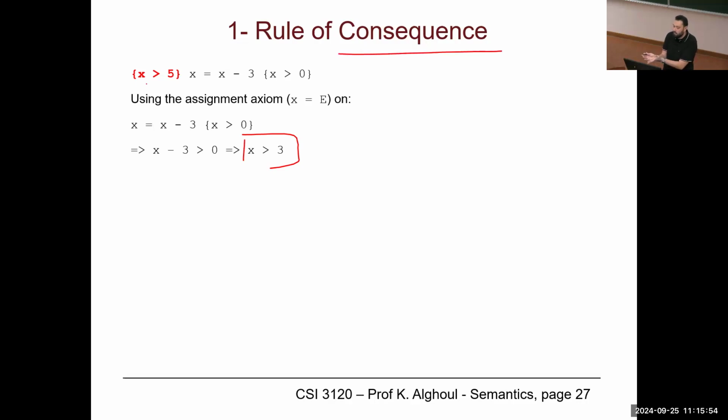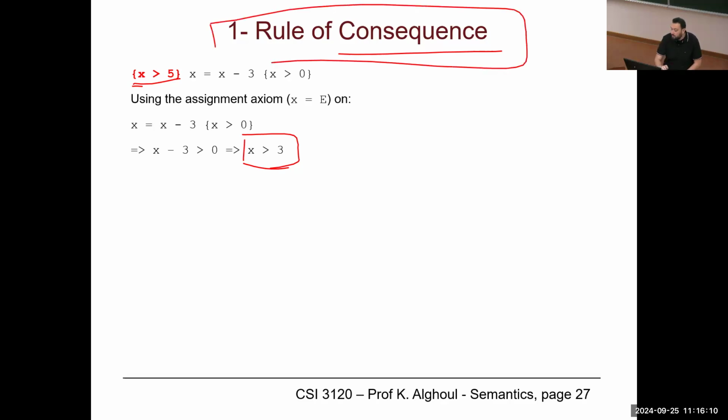by consequence, what will happen? Yes, I can say x greater than 5 applies, also as x greater than 3 is going to also still be correct, even though it's not the weakest, but it will be correct. So this is called the rule of consequence.